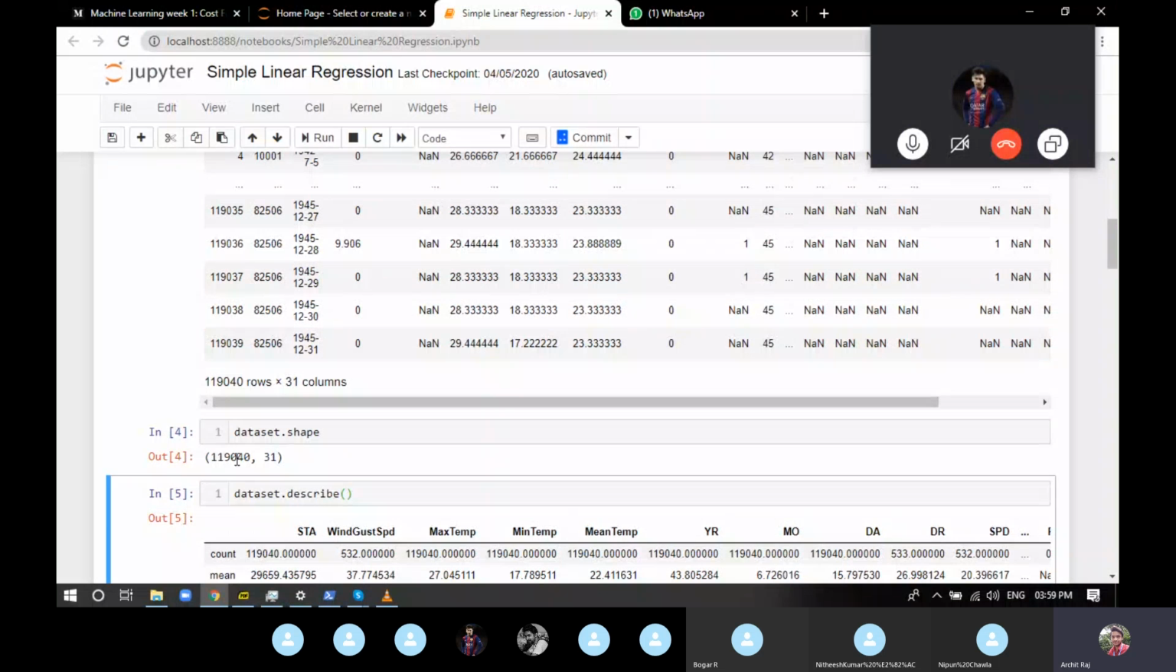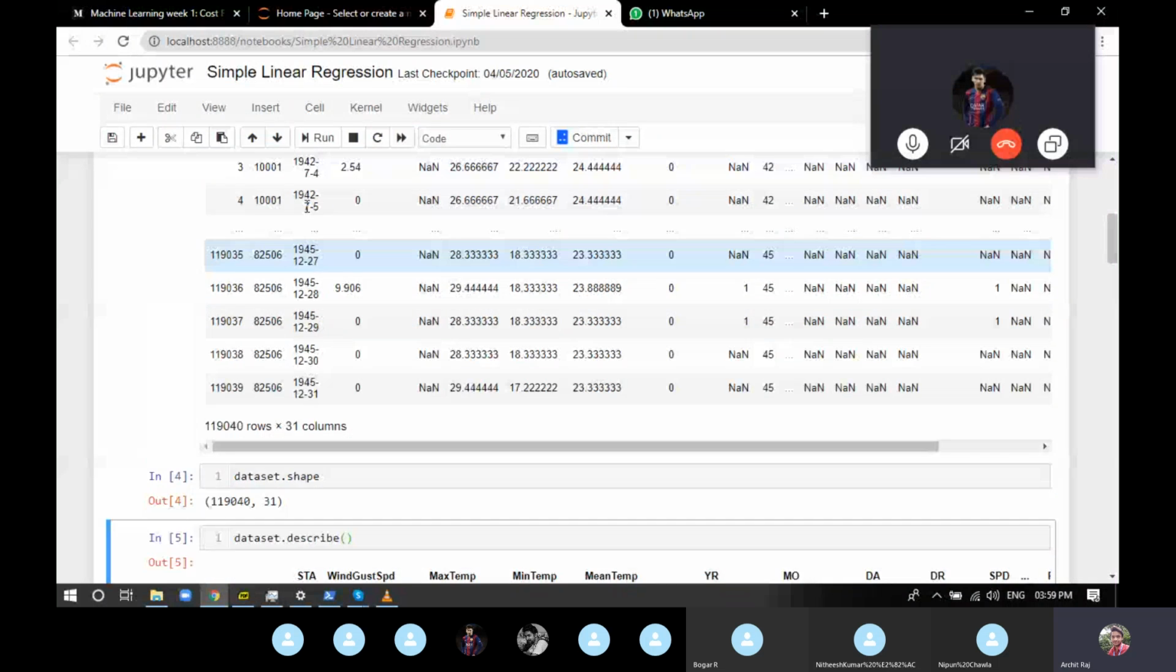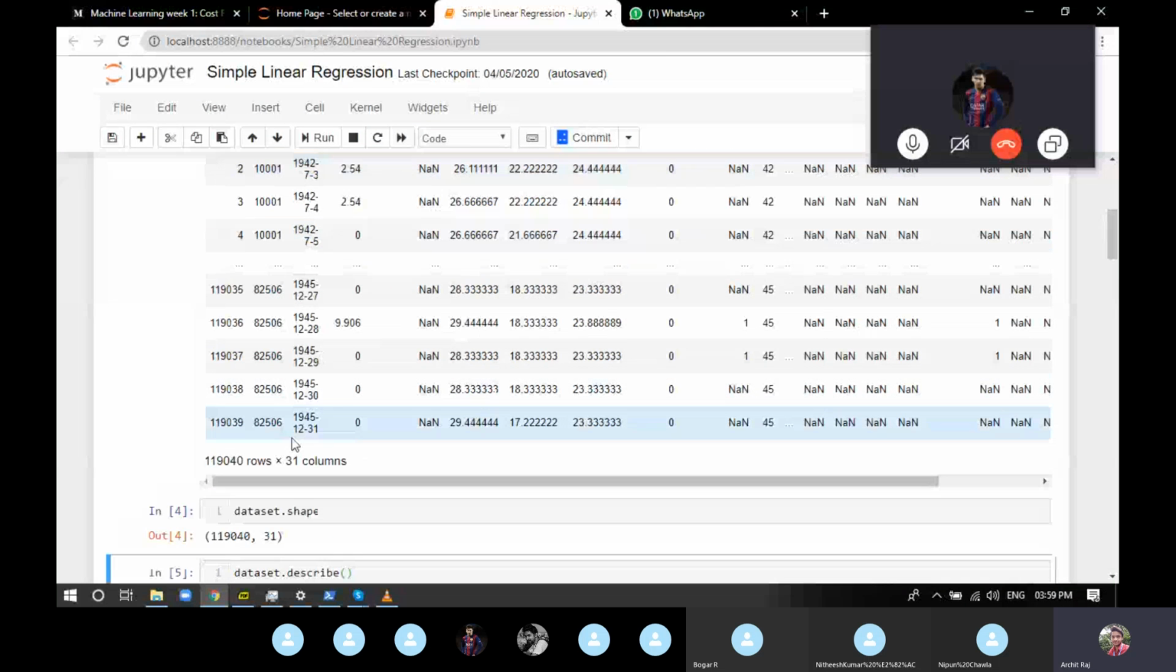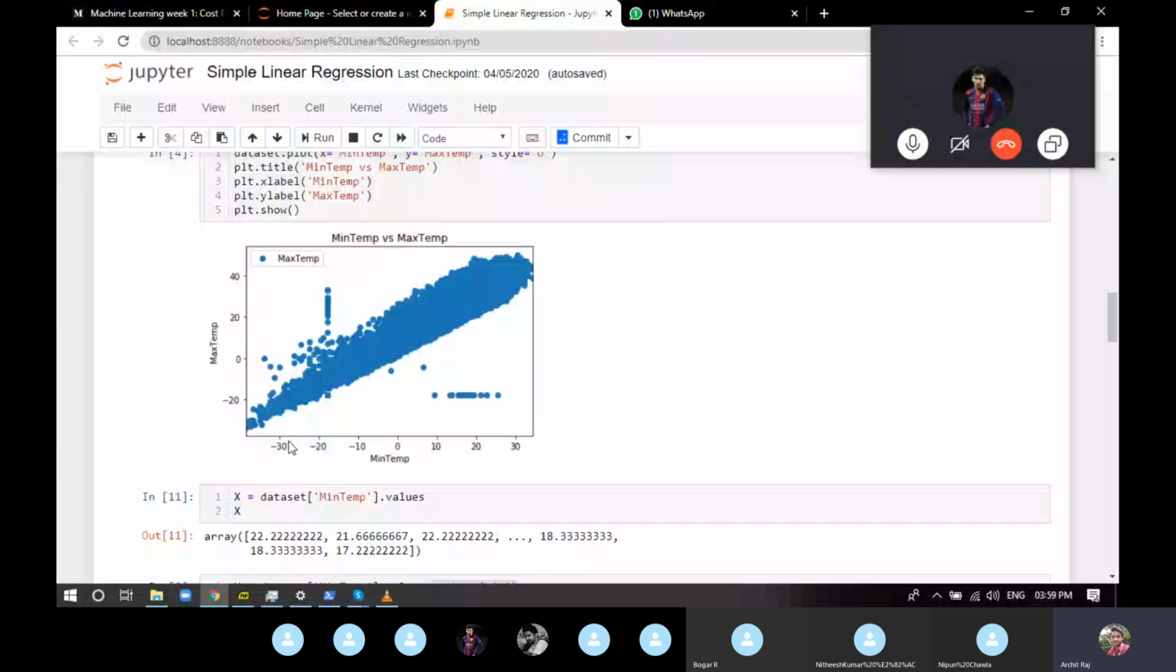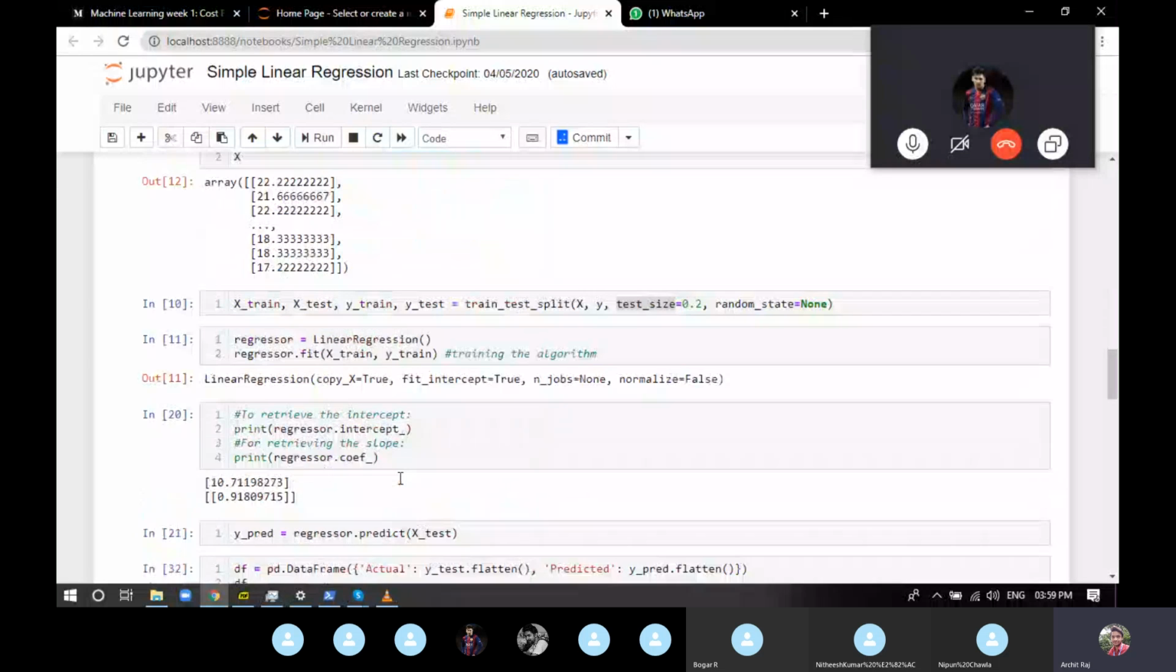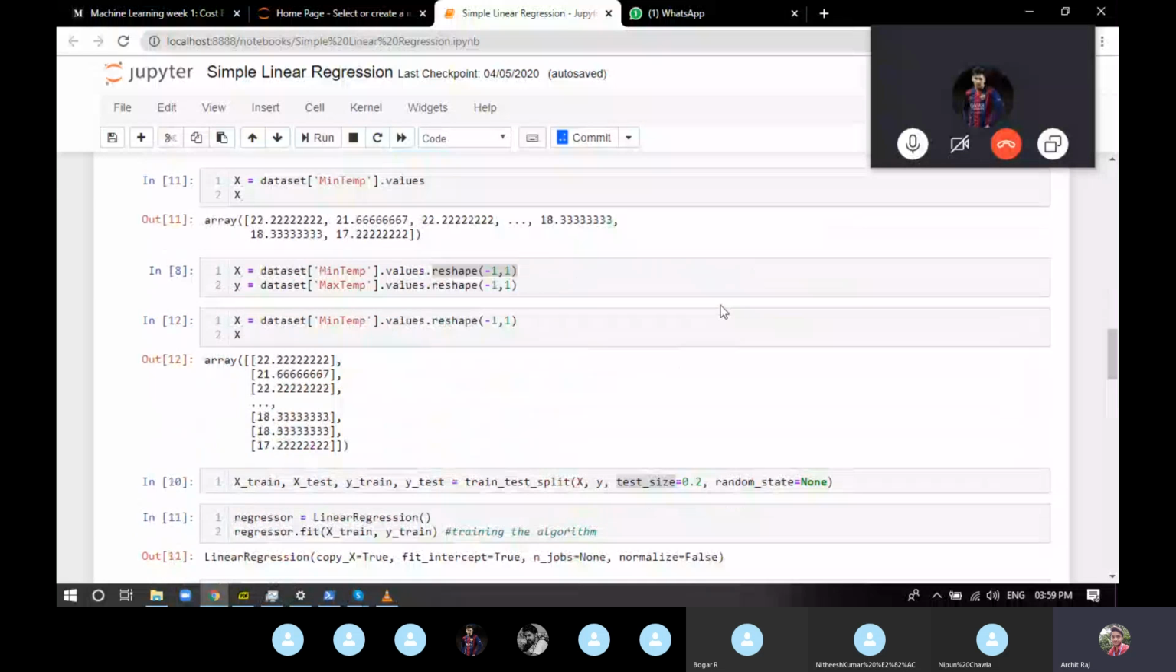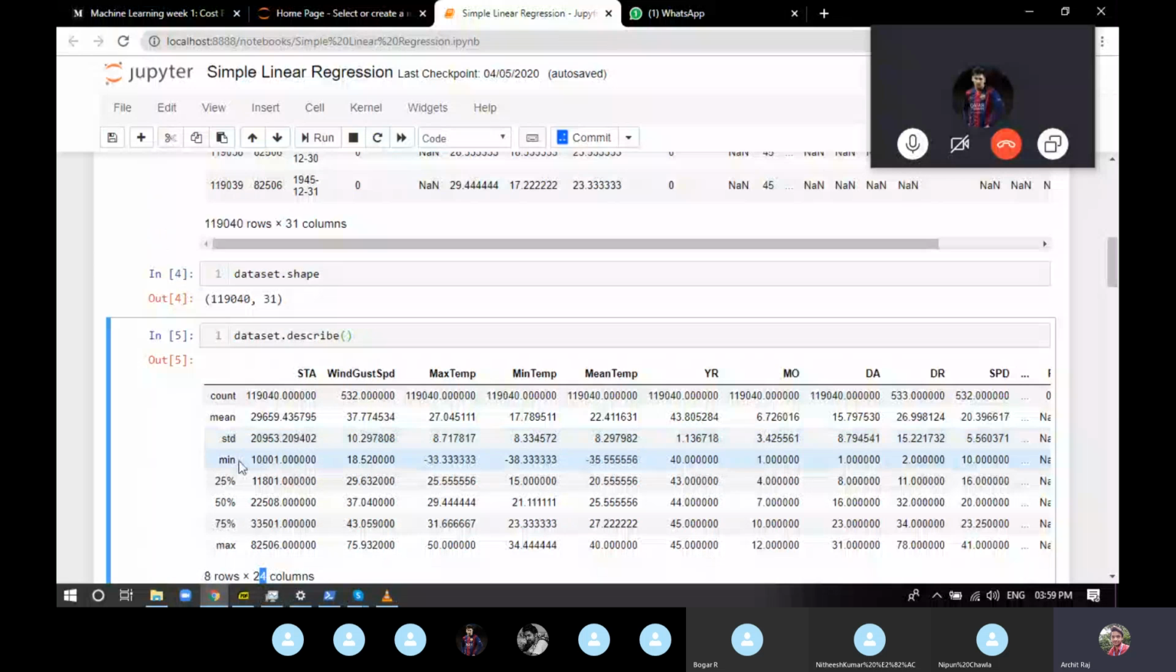So what will it take? It's going to take random values from in between. Like it will take this row first, then the fifth row, then the sixth row, or any random rows, and it's going to keep them in the testing data, and it will leave the rest as the training data. So it will give you 4 outputs: x training, x testing, y training, and y testing.